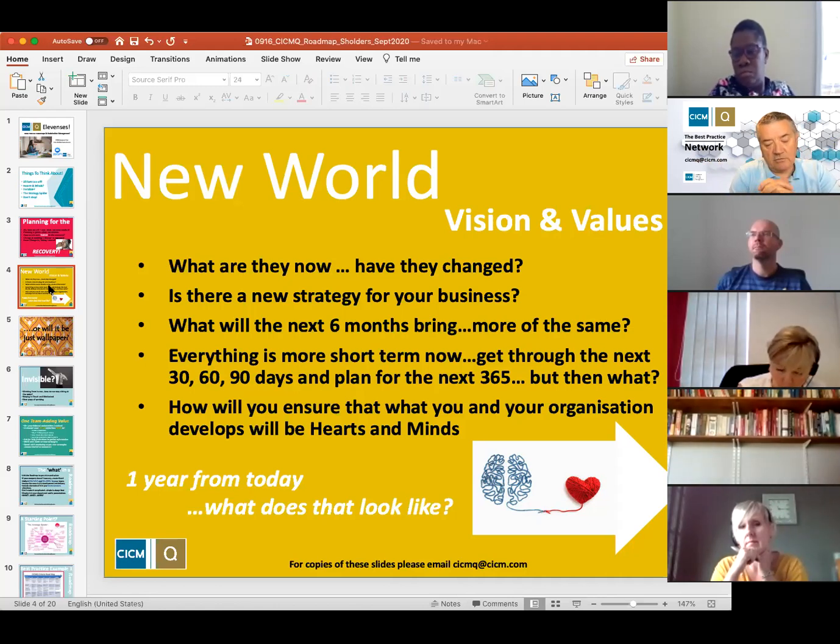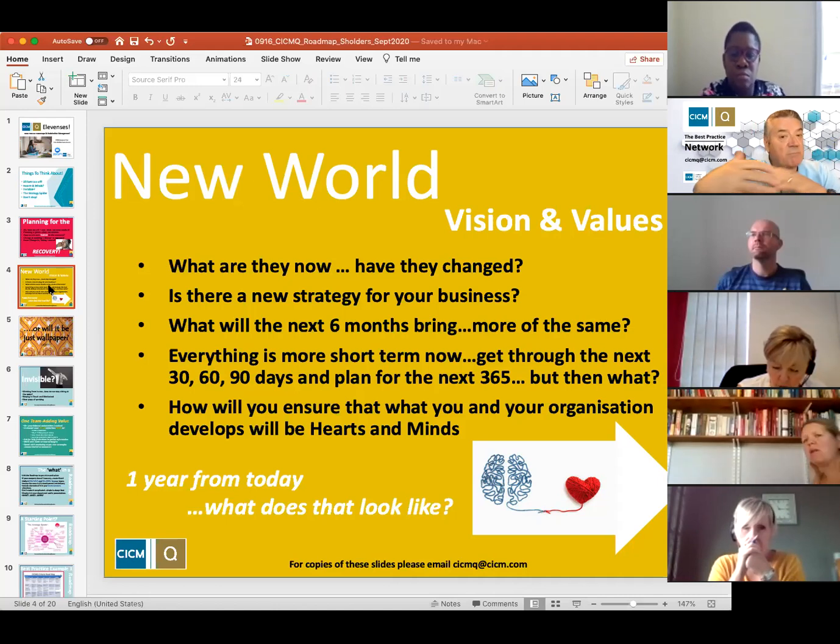So when you're looking at your stakeholder plan, it is not just about what are we going to be planning to do? We should try and break it down as much as possible: 30, 60, 90 days. And what is the plan for the next year? We can't really do a lot more than that right now because we don't really know where we're going to be.